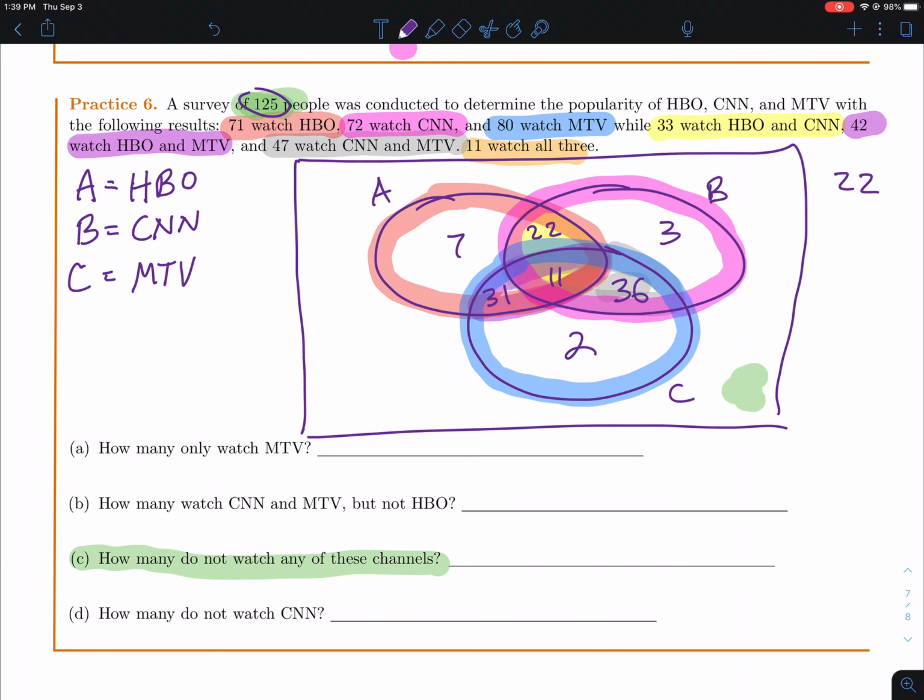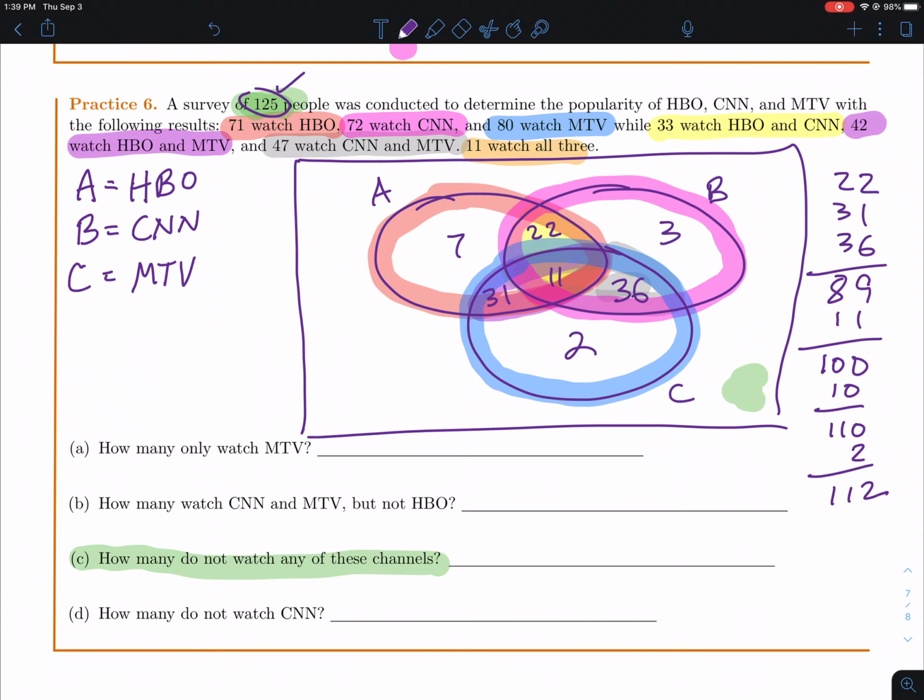So let me take 22, 31, 36, and add those up. So it's 9, 6, 7, 8, so 89. So let me throw the 11 in there. So it's 100. And then 7 and 3 is 10. And then 2 gives me 112. So in A, B, and C, there's 112 people total.